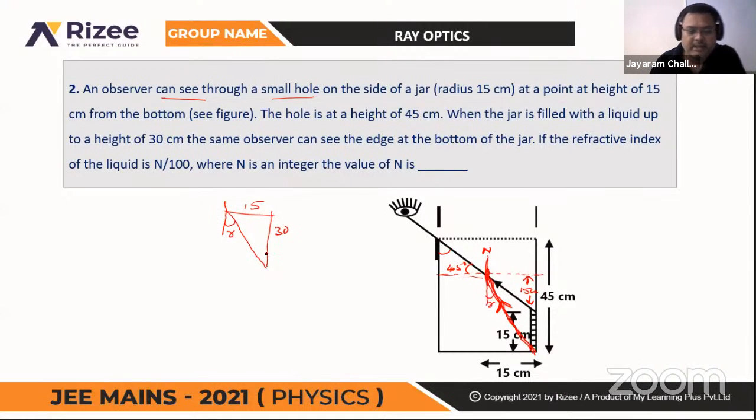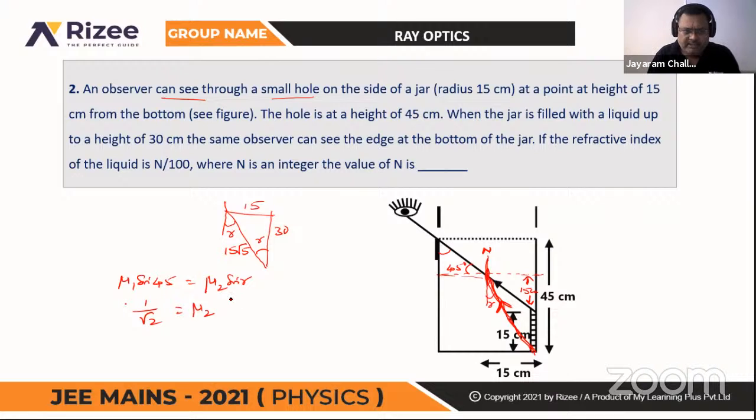Now in determining the R value, how can I find this R value? Obviously your hypotenuse is going to be 15 root 5. Okay, so this is your situation. Now apply Snell's law to the corresponding situation, that is mu1 into sine 45 is equal to mu2 into sine r. So mu1 is the refractive index of air, 1, and sine 45 is 1 by root 2, is equal to mu2, the one we need to find.